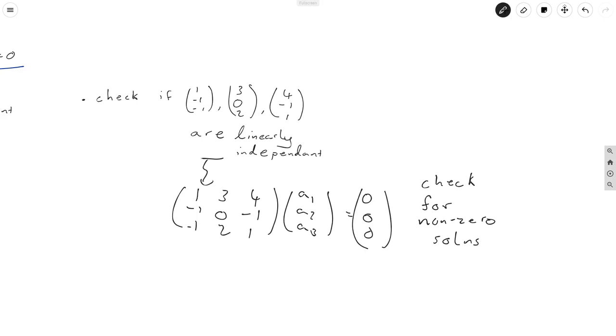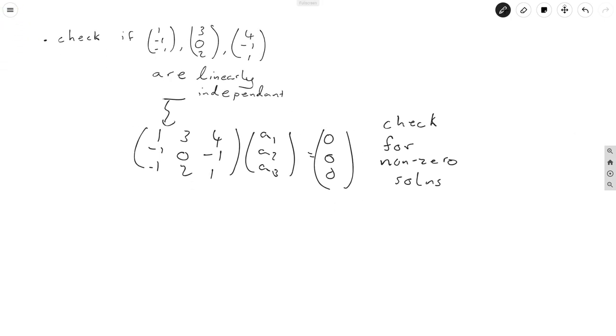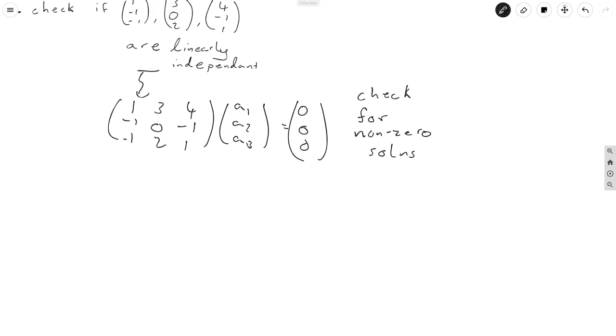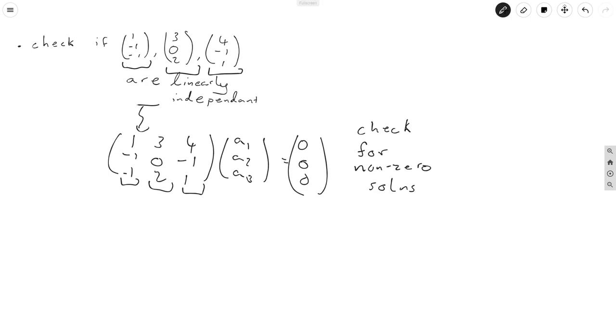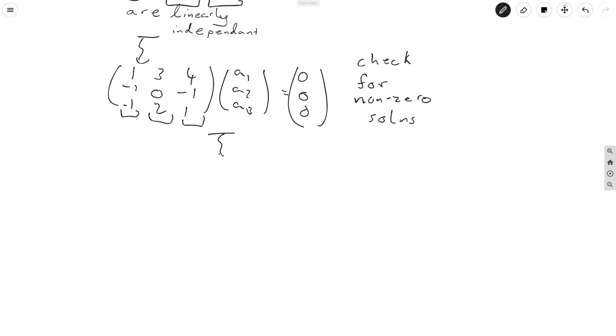If this equation has some non-zero solutions, the vectors are not linearly independent. They are linearly dependent. Okay? So notice we set up this equation by taking this as the first column, corresponding to our first vector. This is our second column, corresponding to the second vector. And this is our third column, corresponding to this vector. Okay? And let's quickly solve this equation.